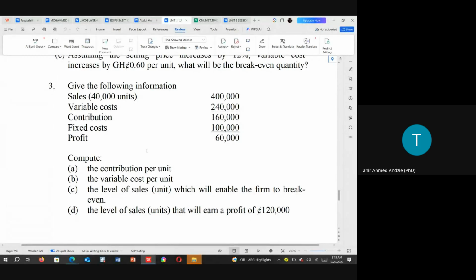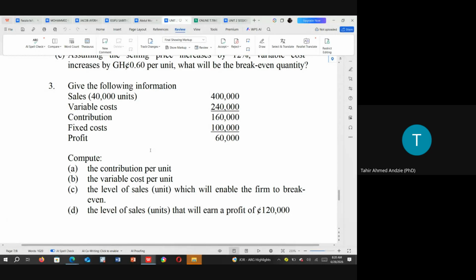Now the question says, what will be the variable cost per unit? Variable cost per unit is equal to total variable cost divided by the units produced. Total variable cost is 240,000 divided by 40,000, and that gives us 6 cedis. Okay, 6 cedis. Then the question says, find the level of sales units which will enable the firm to break even.